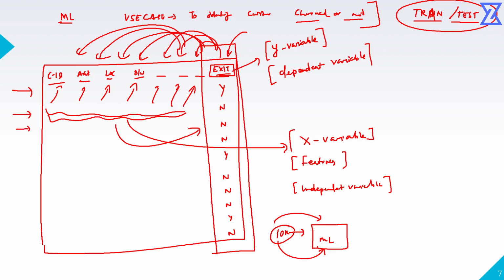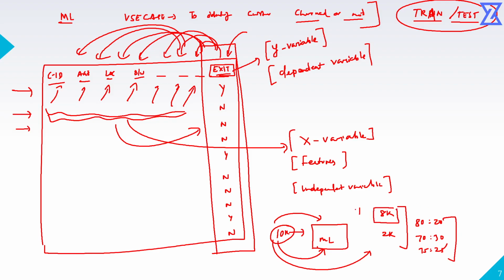What is the solution here? Simply divide the data into whatever ratio you want. There is no such thumb rule, but people usually go for 80-20, 70-30 or 75-25. You can go with any one of them. What does this mean? That means 8,000 records will be my training data and 2,000 records will be my testing data. Now I will create my model using these 8,000 records, and on these 2,000 records I will do the prediction.